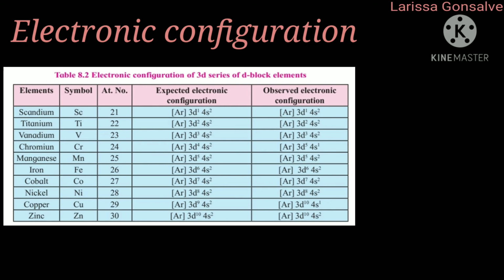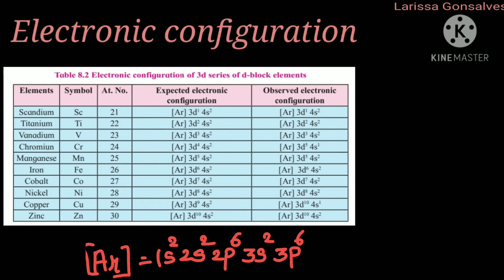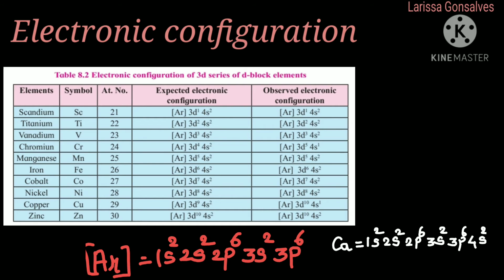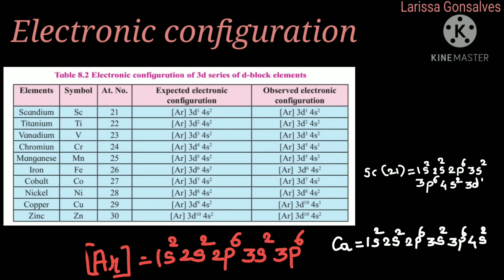The electronic configuration of argon is 1s2, 2s2, 2p6, 3s2, 3p6. If we take the example of calcium, which belongs to the s block, it has an atomic number of 20. So its electronic configuration is written as 1s2, 2s2, 2p6, 3s2, 3p6, 4s2. When we take the example of scandium, which belongs to the d block, it has an atomic number of 21 and its electronic configuration is 1s2, 2s2, 2p6, 3s2, 3p6, 4s2, 3d1. So one electron enters the d orbital.